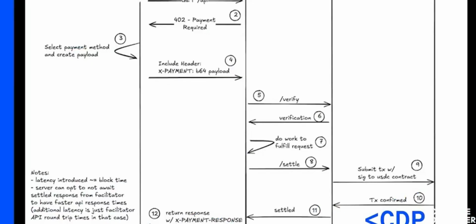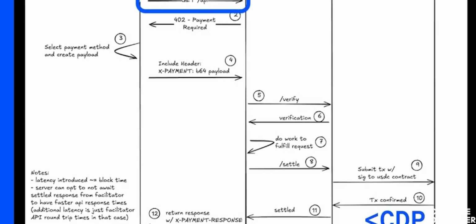Maybe we can actually just walk through the flow here of what that looks like. Walk us through it. You see the client, you see the server. There's this thing called a facilitator and there's a blockchain. Tell us, client wants to pay the server. How does it work? This is kind of the typical X402 flow.